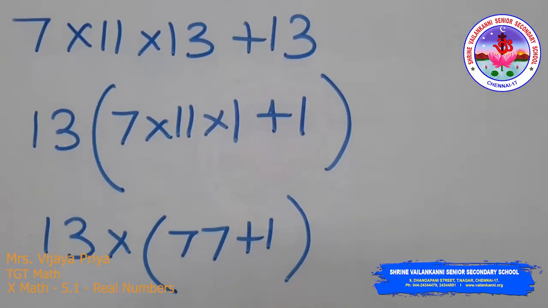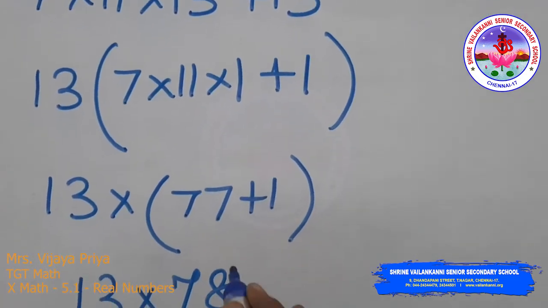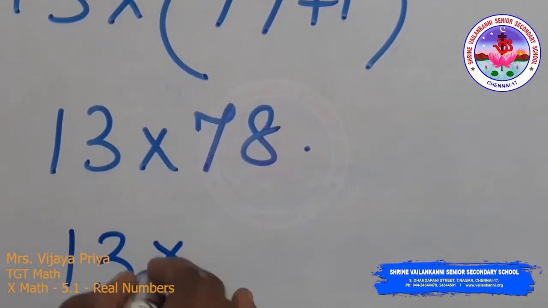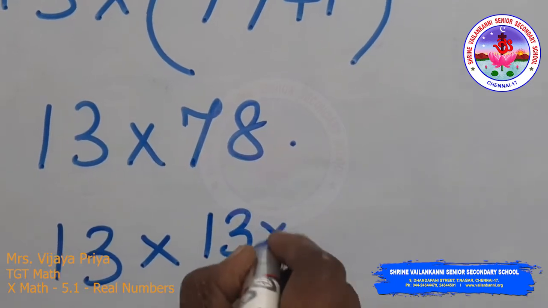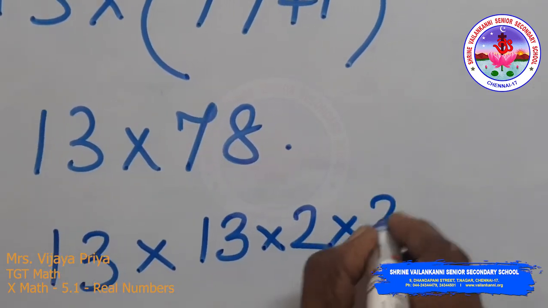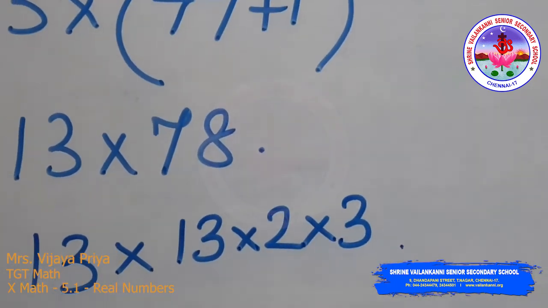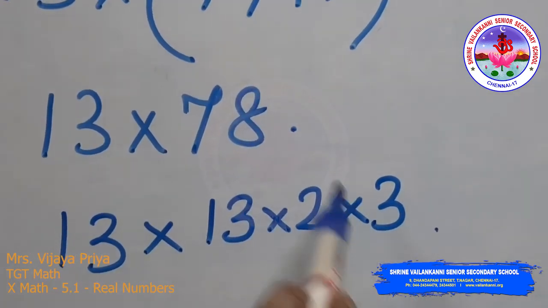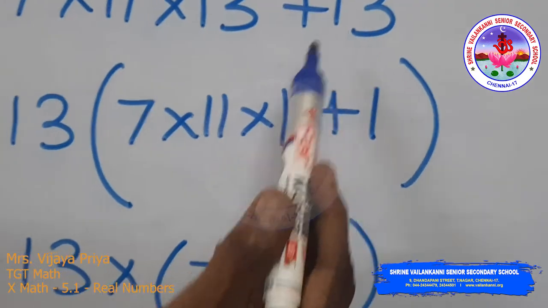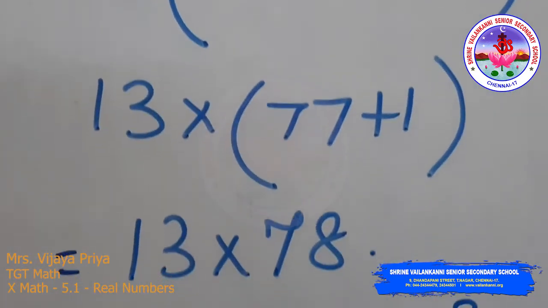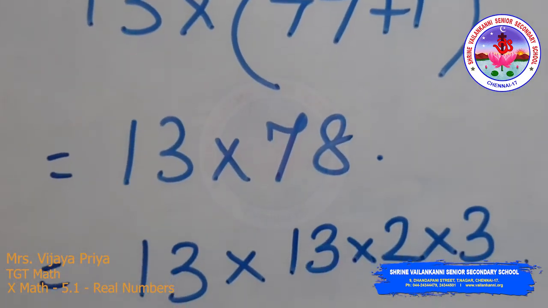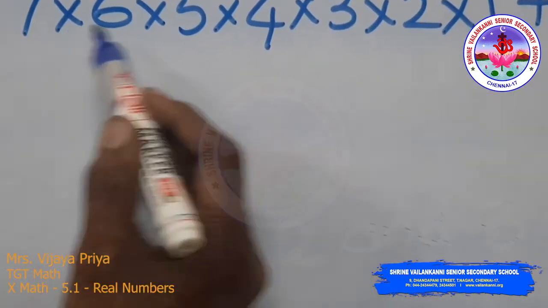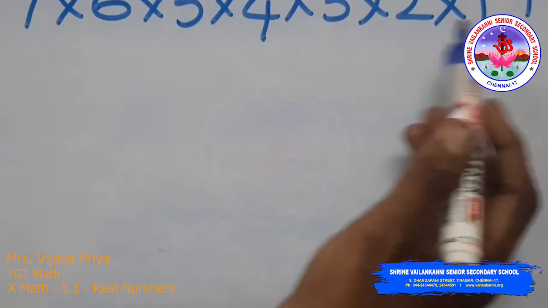So 13 into 78, which can be written as 13 into 13 into 2 into 3. So I got the composite number as the product of the prime factors. So I expressed this expression as a composite number. So the composite number can be got by multiplying this. And the second expression, I am going to show this becomes a composite number.